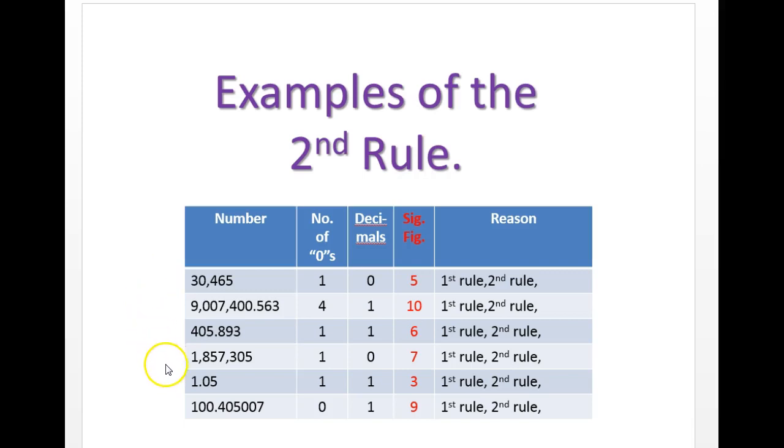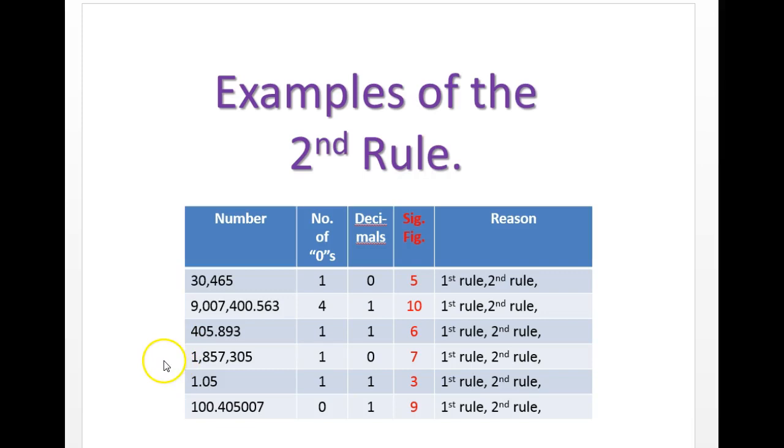For number two, notice that we have two sets of zeros, and then two sets of zeros. It means that those zeros have to be counted, because they come between non-zero numbers. So in that case, we have 10 significant figures. Again, notice rule number one in number three: we have 1, 2, 3, 4, 5 non-zero numbers, and according to rule number one, you have to count all of those. But we have a zero between the 4 and the 5, so we have 6 instead of 5 significant places.